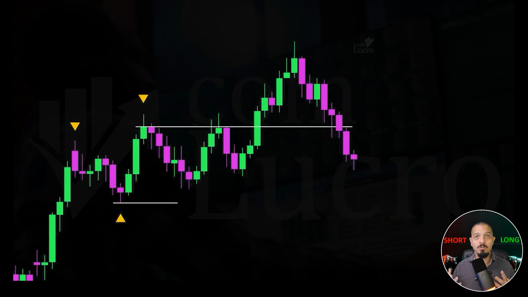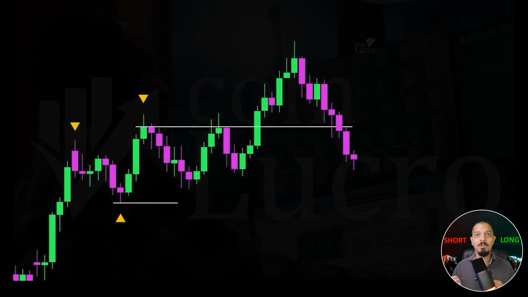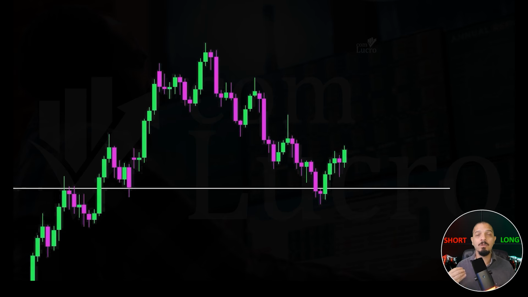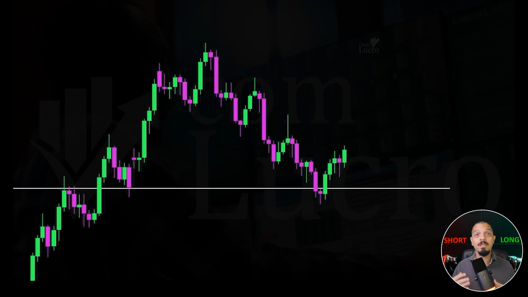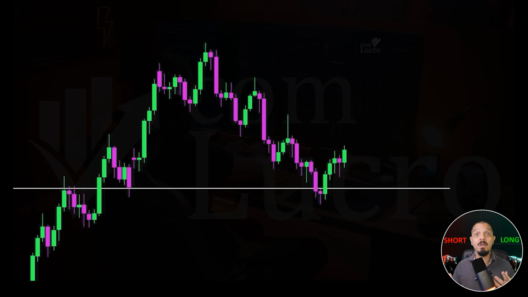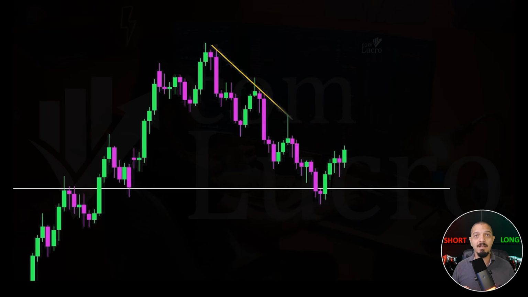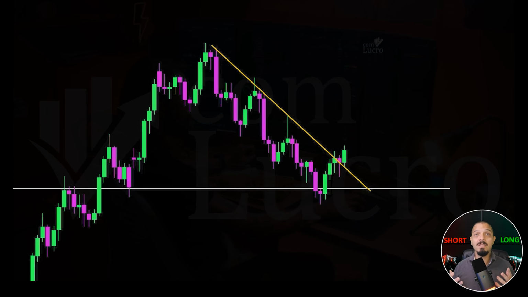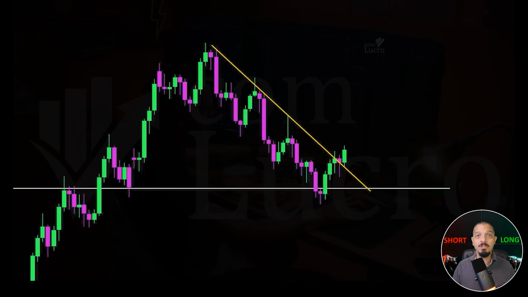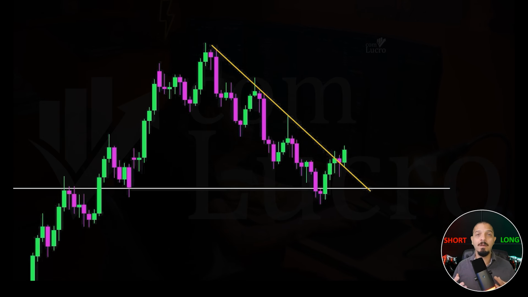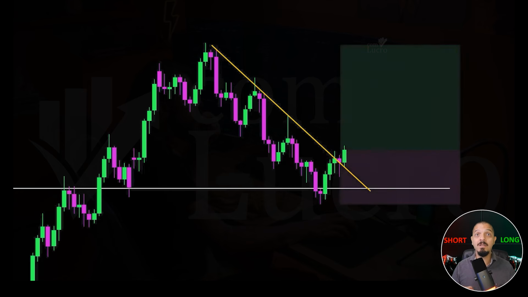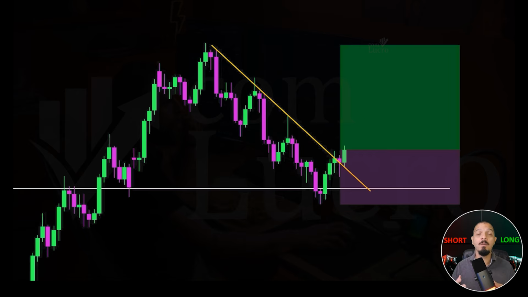You can also zoom into a lower time frame to refine your entry. After price returns to your demand zone, switch to the lower time frame. You'll often notice a short-term bearish correction, which represents the pullback from the higher time frame. Draw a trend line across the wicks with the most touches and wait for price to break above it. Once that breakout occurs, you can open a long position.